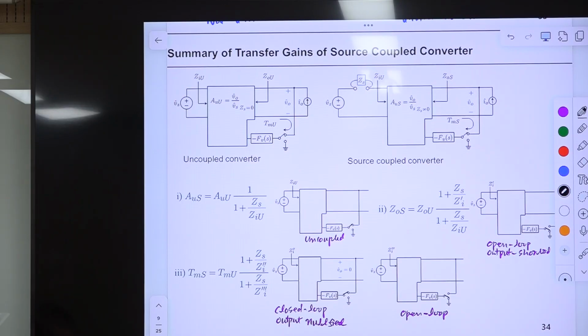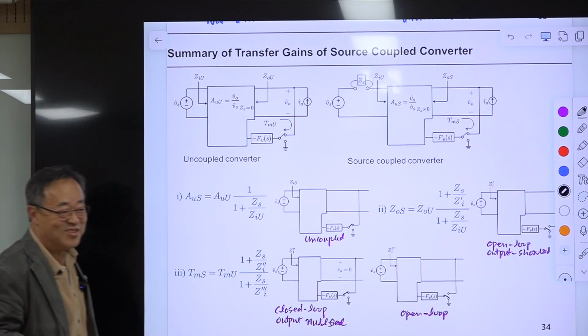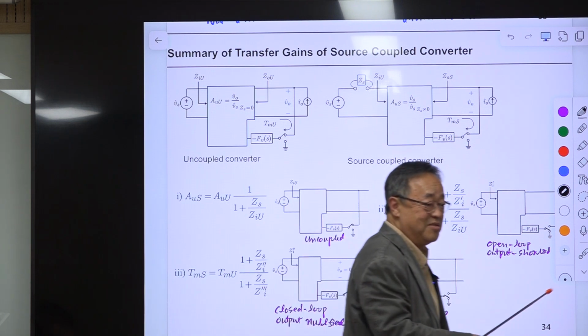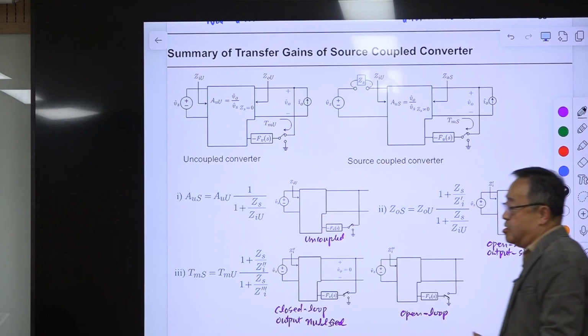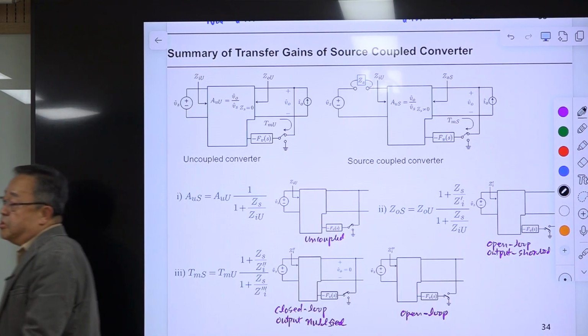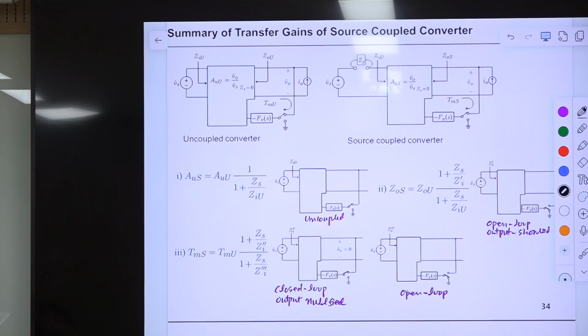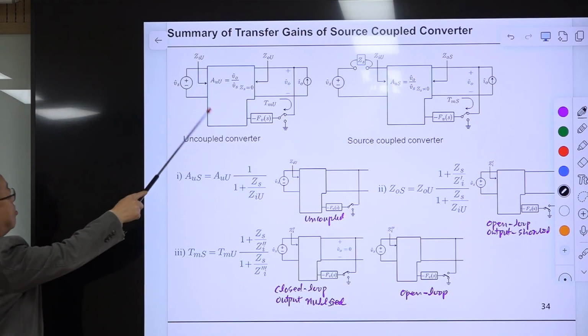Yeah, summary, okay? Summary is good news, okay? All right, maybe you understand the procedure just one time and forget about everything, and you don't have to remember this, just bring this table, this summary sheet, then you can use this, all right? So summary of transfer gains of source coupled converter. So this is uncoupled converter.